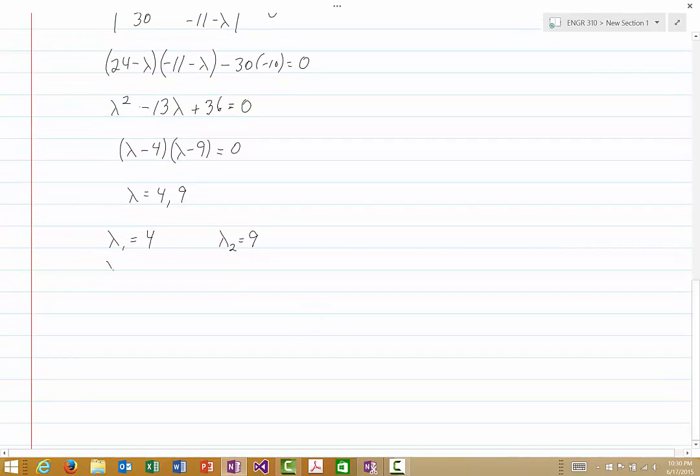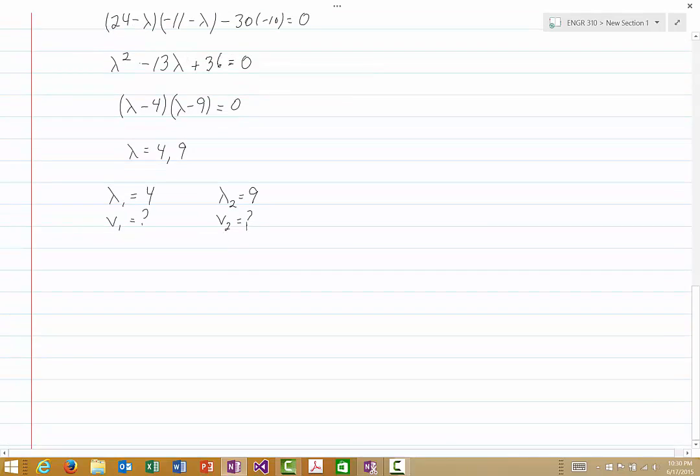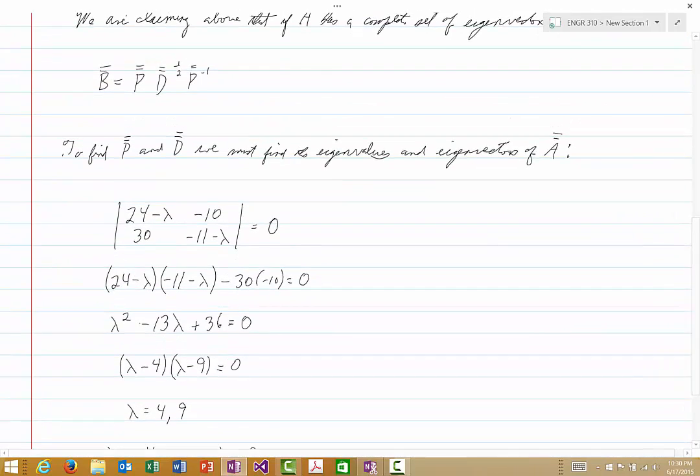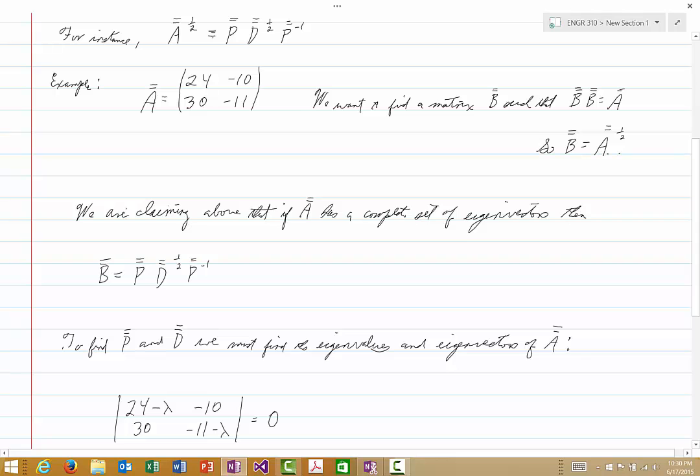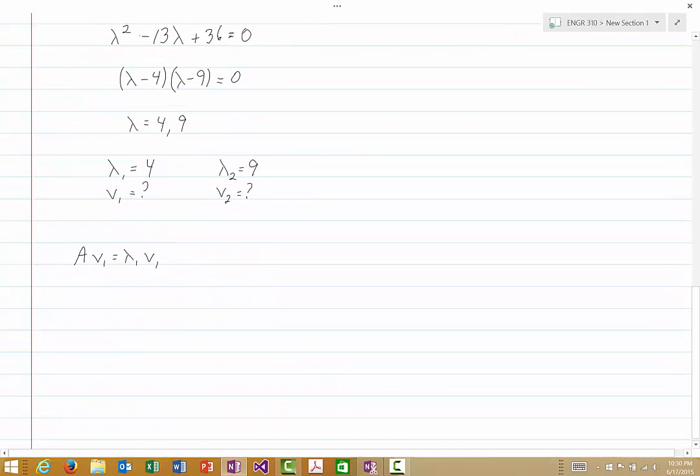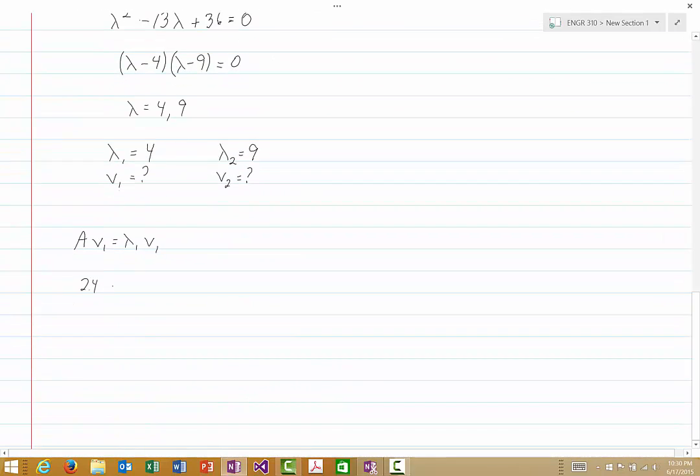And so now we want to find V1 and V2. Of course, we know how to do this. A V1 is equal to lambda 1 V1. And so, reminding ourselves, 24, negative 10, 30, negative 11.